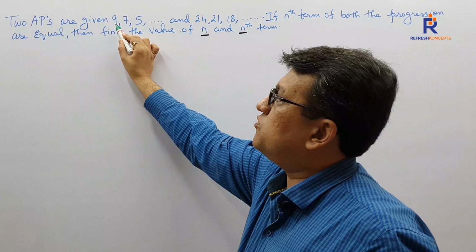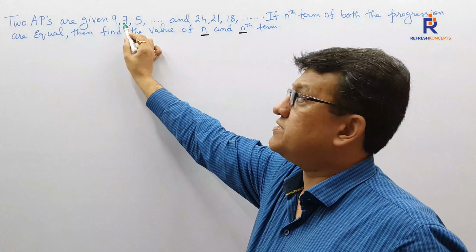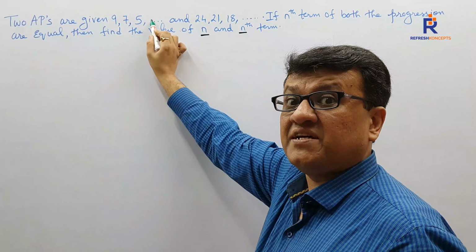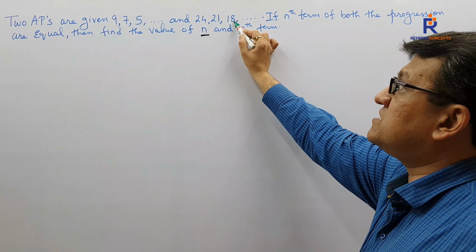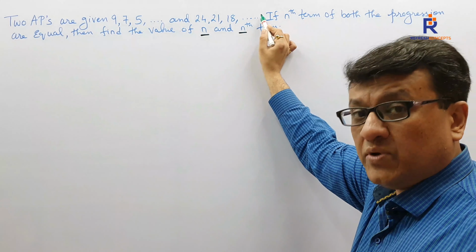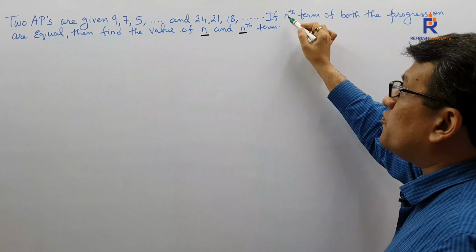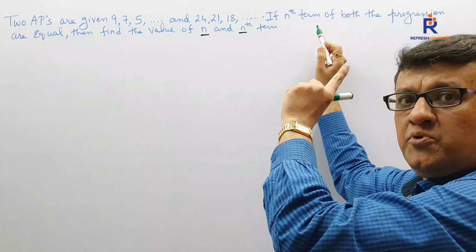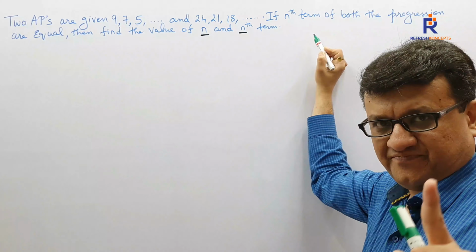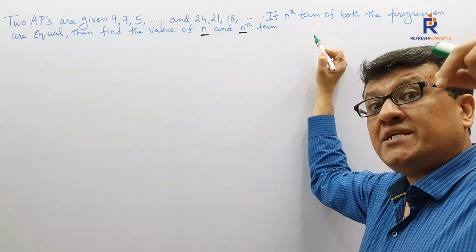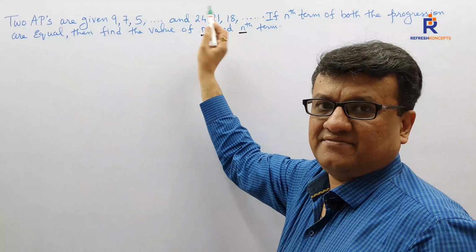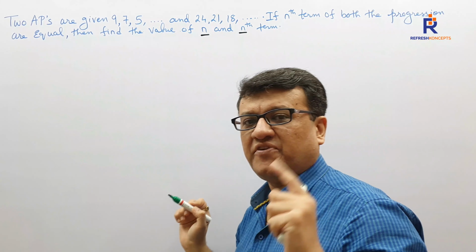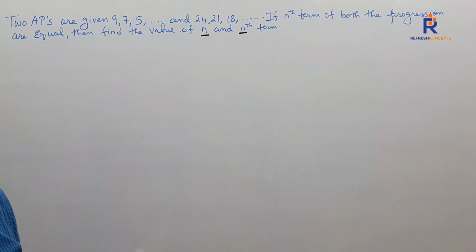Say for example, what is the common difference over here? Minus 2: 9, 7, 5, 3, 1. Likewise, what is the common difference over here? Minus 3: 24, 21, 18, 15, 12, 9. So will we have one number common to both? What is that number, and which term is it, which they have called the nth term? So we need to find out both n and the nth term.